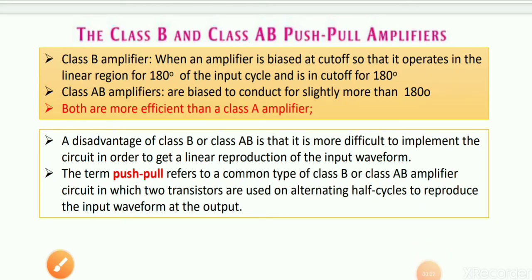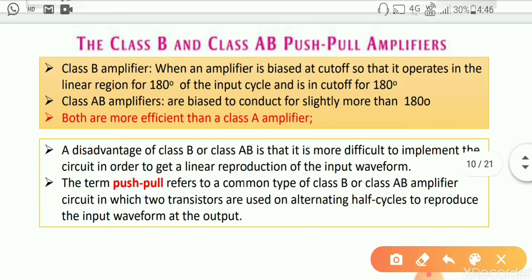Today again we meet together for continuing our topic related to amplifiers. Today we discuss the class B and the class AB type of amplifier. For the class A type of amplifier, we already know that it operates in the linear region for the 180 degree of the input cycle and is in cutoff for 180 degree.